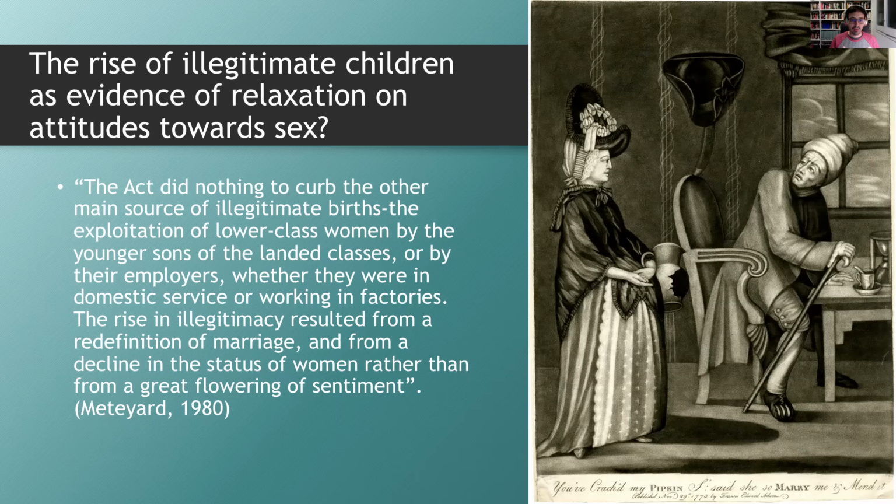And in fact, the rise of illegitimacy has been said to be a part of relaxation in the attitudes towards sex. But in fact, it has more to do with this redefinition of marriage. And of course, that also meant the decline of status of women in London society, because they were in fact taken advantage of and then abandoned by men who did not have now a legal obligation to them anymore. Okay, so that's marriage in Georgian Britain.